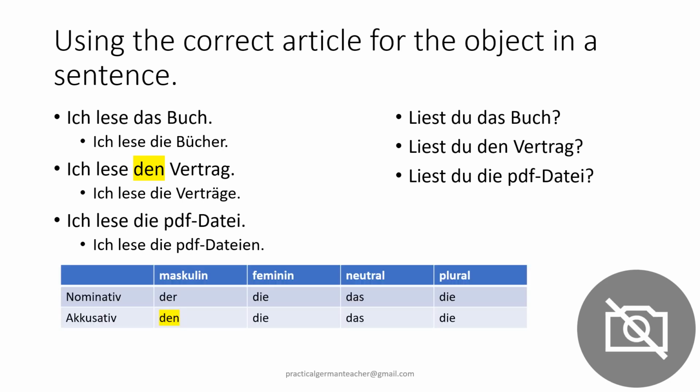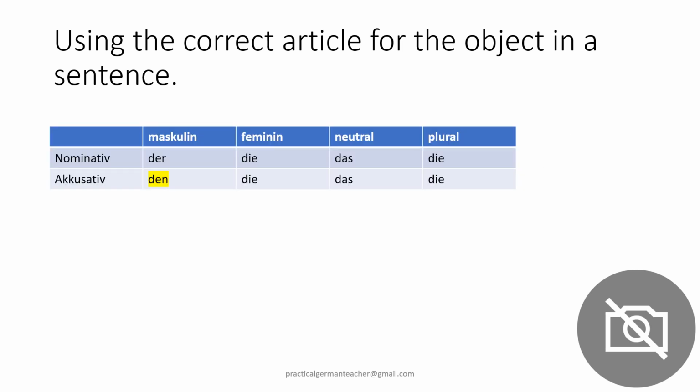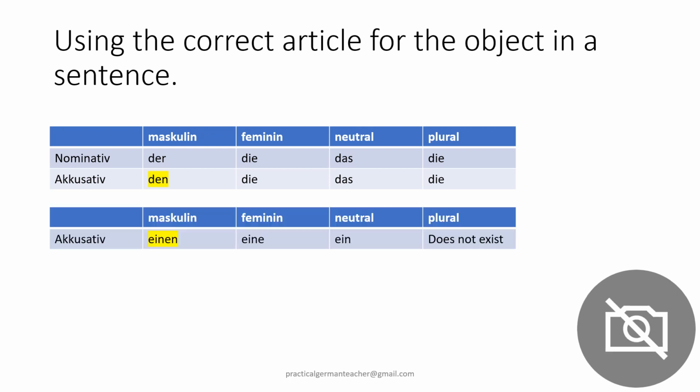Now this table, you have to remember this table. You would have noticed that the articles for feminine, neuter, and plural nouns are the same in nominative and accusative cases, but the nominative article der becomes den for masculine nouns. Please remember this. One more time, this table provides you the nominative and accusative variations for bestimmte Artikel in the German language.